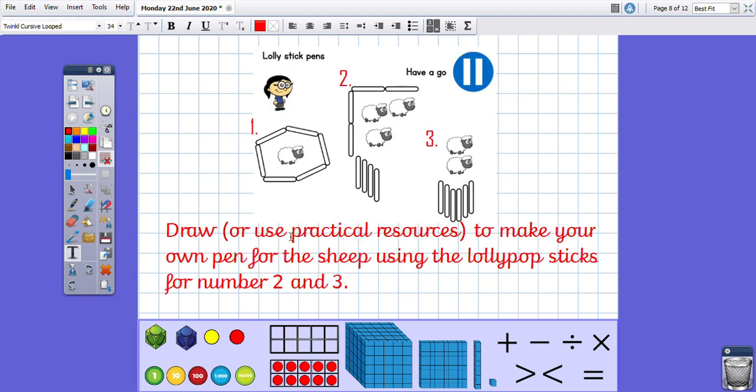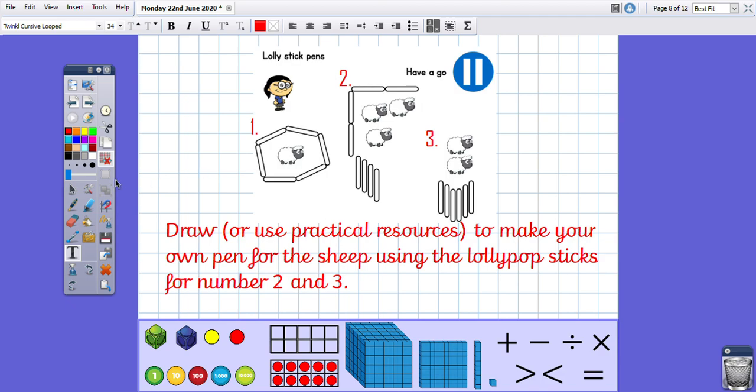Okay. Here's another challenge for you. Lolly stick pens. So this girl is making pens for her sheep. She has used 1, 2, 3, 4, 5, 6 lollipop sticks and made a pen for her sheep. Now she hasn't quite finished number 2 and you've got 4 lollipop sticks left. Can you complete that pen? So you can draw it or you can use practical resources, anything you can find in your house, to make your pen using lollipop sticks, for number 2 and 3. So you'd need 1, 2, 3, 4, 5, 6, 7, 8 for number 2 and 6 for number 3.